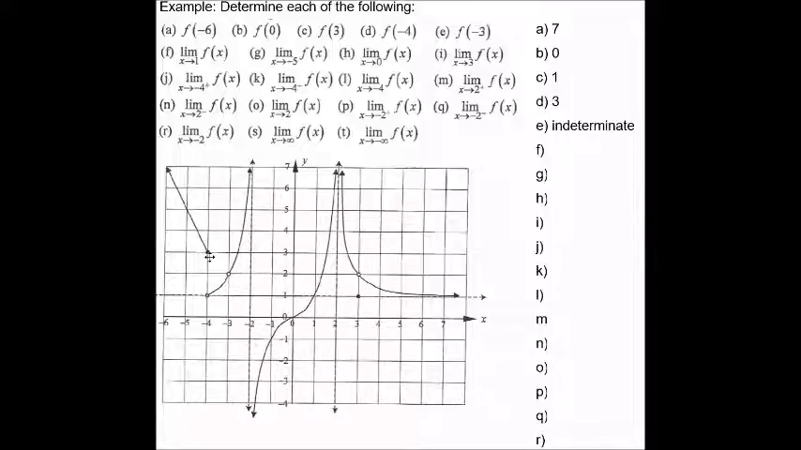E is probably the trickiest of these. F at -3 doesn't actually exist anywhere. So we have a hole in the graph where we think it might be, but it isn't denoted to be anywhere else. So we have an indeterminate value.